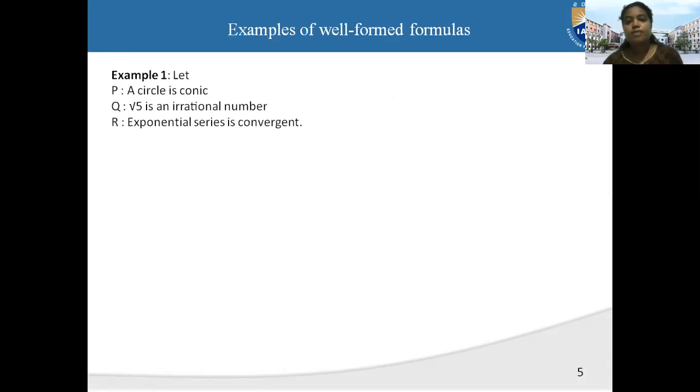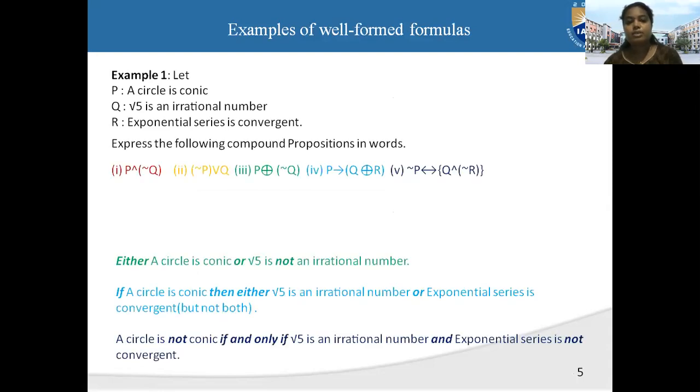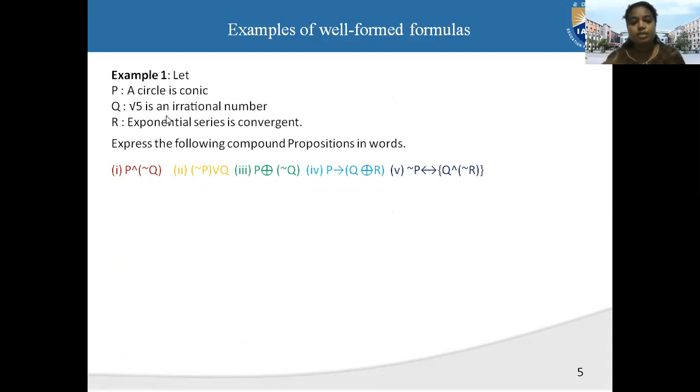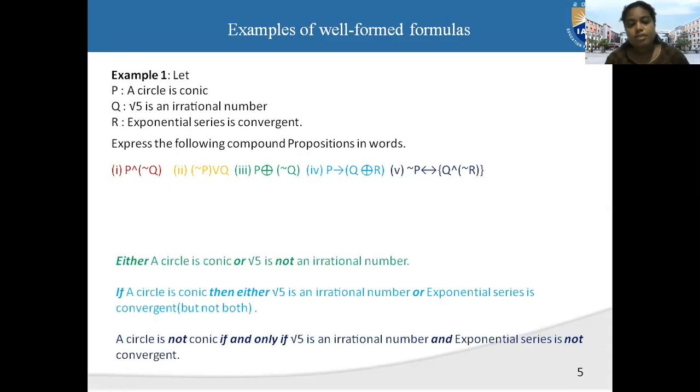So, examples of well-formed formulas: how to write the given statements. Here you have to observe. A circle is a conic, root 5 is an irrational number, and the exponential series is convergent. Express the following statements. So how do we express the following statements? First, the well-formed formulas here are the third, fourth and fifth ones. How to write them here.